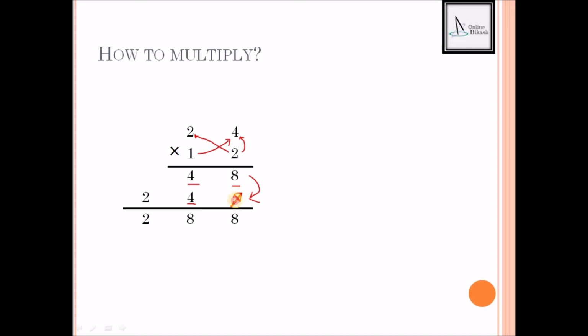No need to write anything here. You have to start from this place. So from 1 4s are 4, and after that 1 2s are 2. So what are we left with? Now you just need to add them together. So 8 will be here, 4 plus 4 is 8, and 2 will be written here.